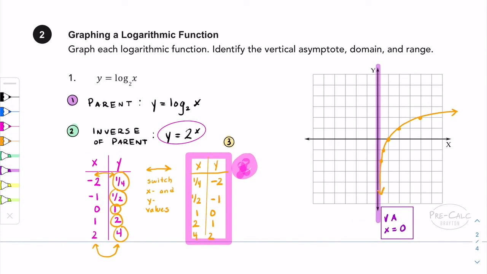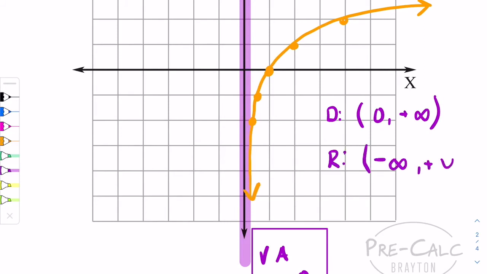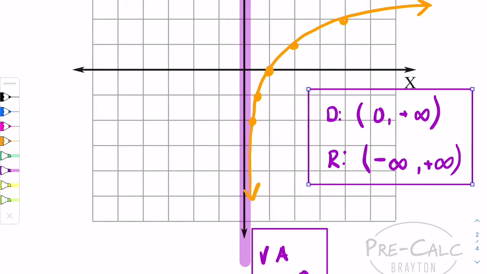Also, the domain and range switch from the parent function or from the inverse parent function. So previously when we did exponential functions, our domain was all real numbers, but in this case, our domain is actually from our vertical asymptote of 0 to positive infinity, and our range was all real numbers, negative to positive infinity. So again, you find the parent function, you find the inverse of the parent function, and then you switch everything. You switch your x and y variables, you switch your asymptote, you switch your domain and range. Everything switches to give you the graph of your log function.